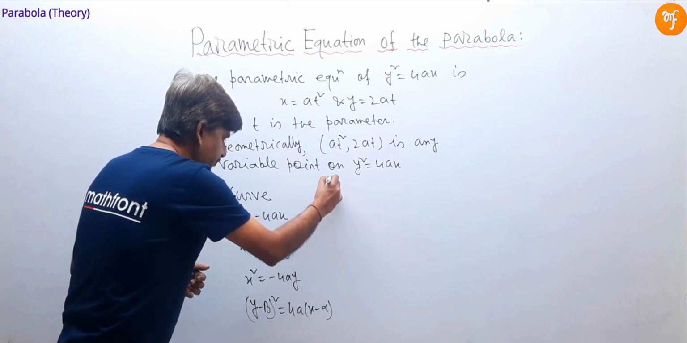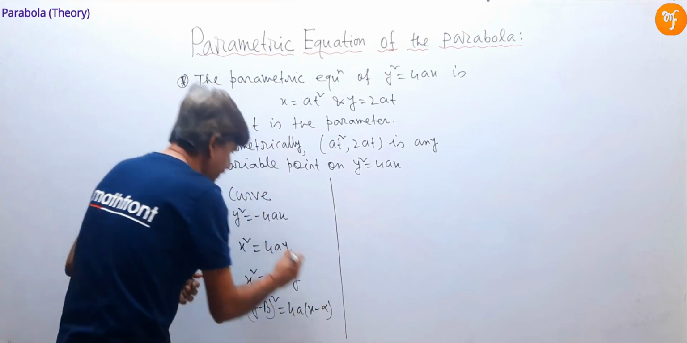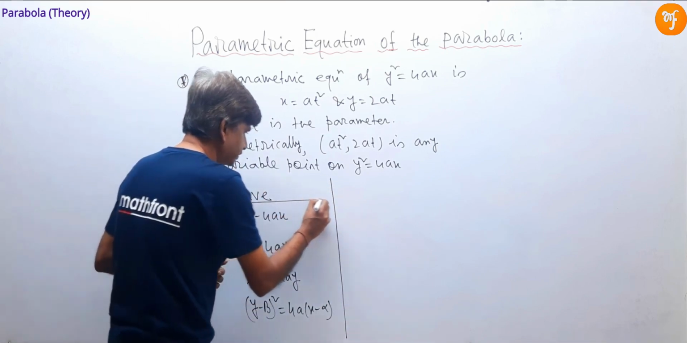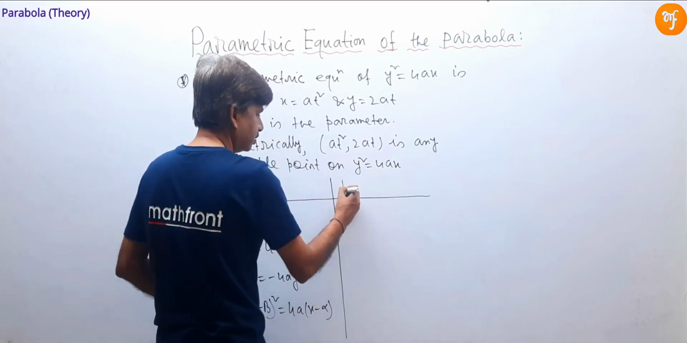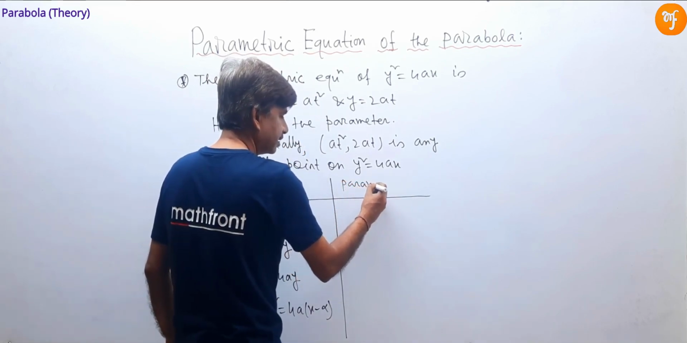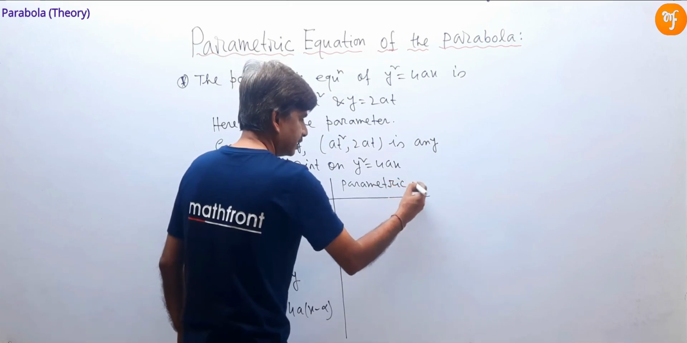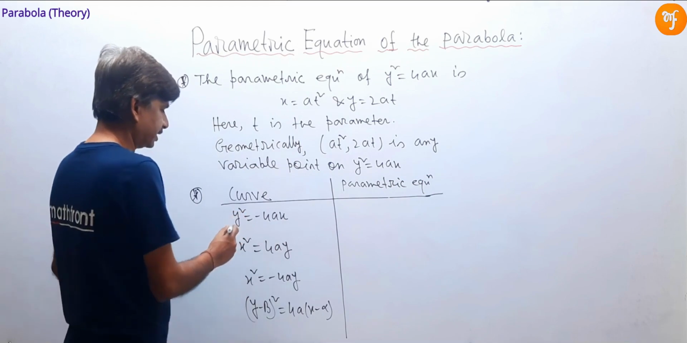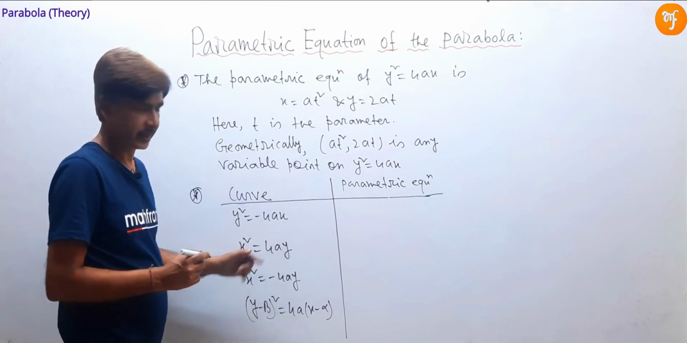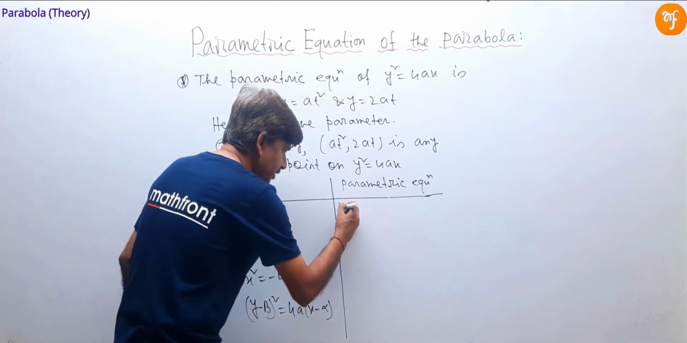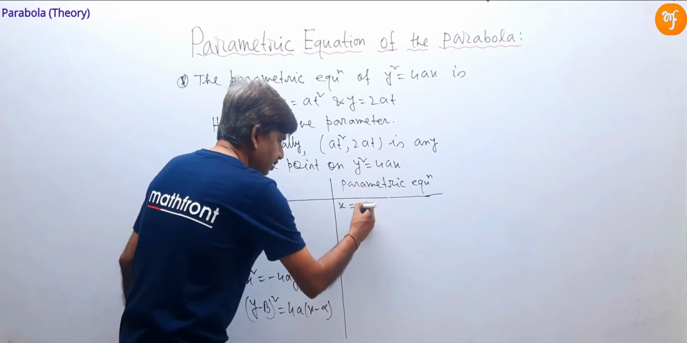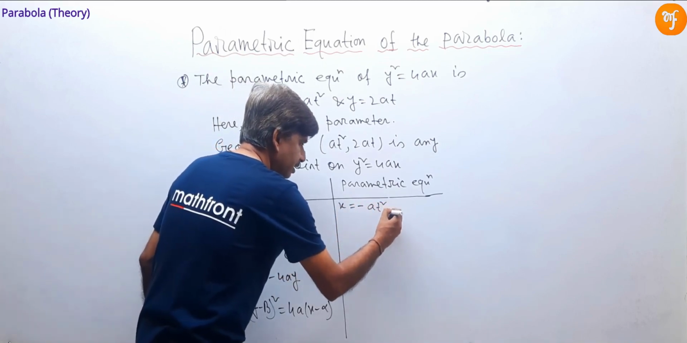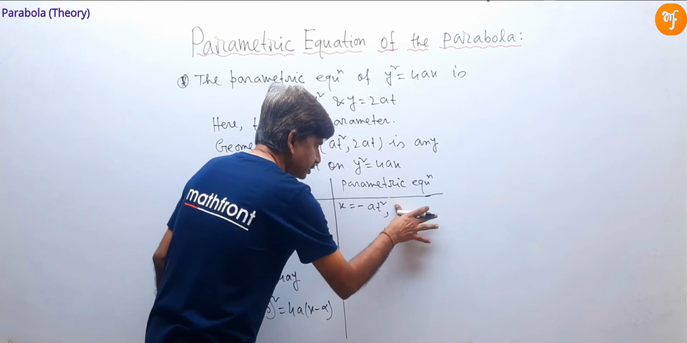So if we want to find the pair of parametric equations of these curves, parametric equations. Okay, so for the equation y square is equal to minus 4ax, the set of parametric equations is x is equal to minus at square and y is equal to 2at.